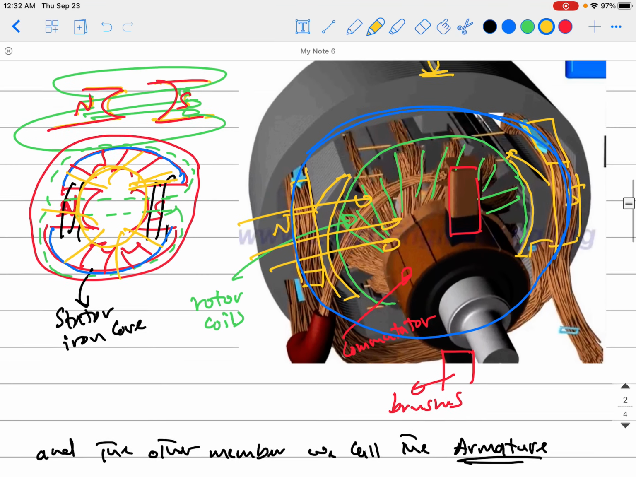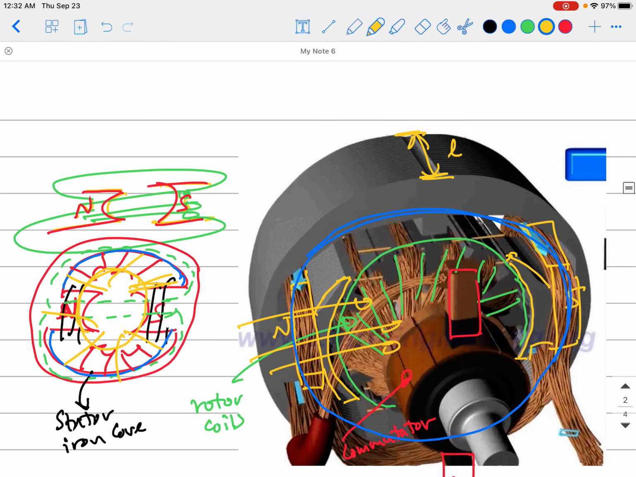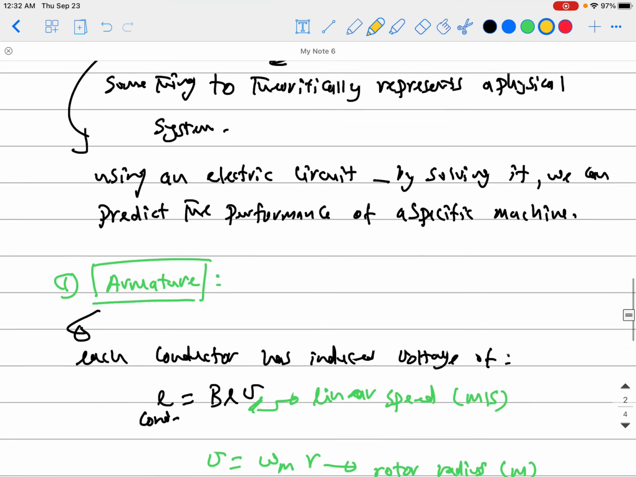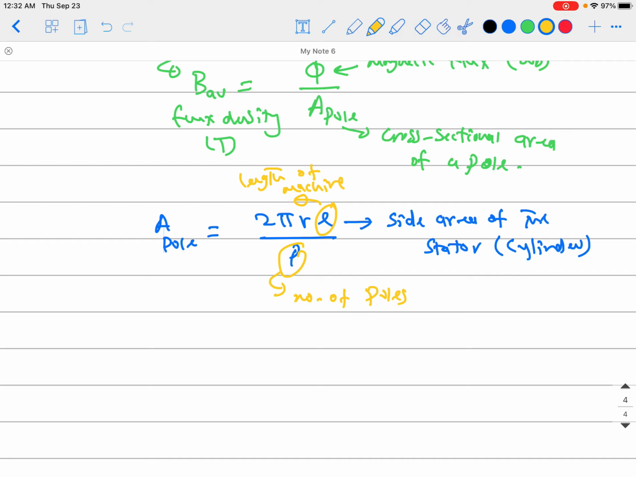Okay, so now we are just calculating the side area of a cylinder like this. So it's 2 pi R, which is the radius, multiplied by L, which is the length or the depth of this machine. What is P? It is basically the number of poles. So whatever the number of poles is, you're now getting the share of this pole in the total side area of the stator cylinder. Okay, guys, that's the idea.